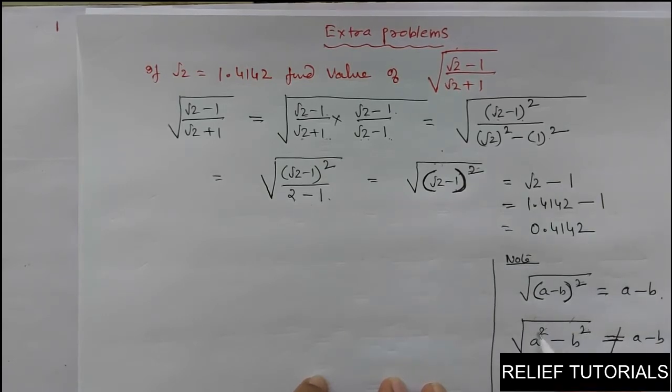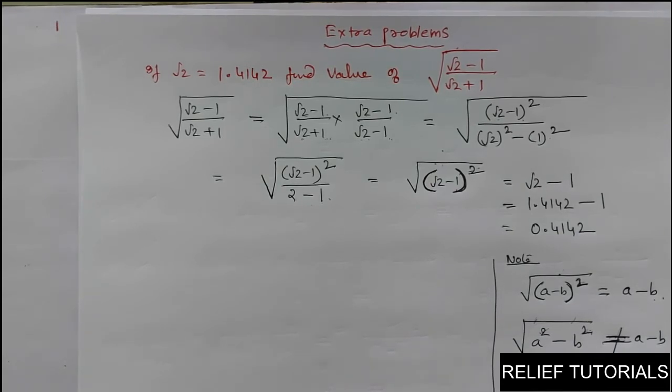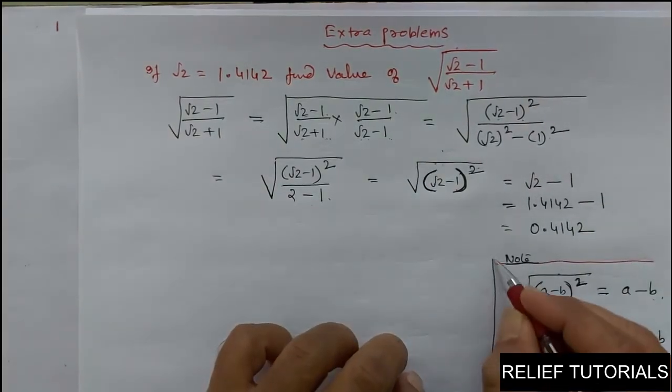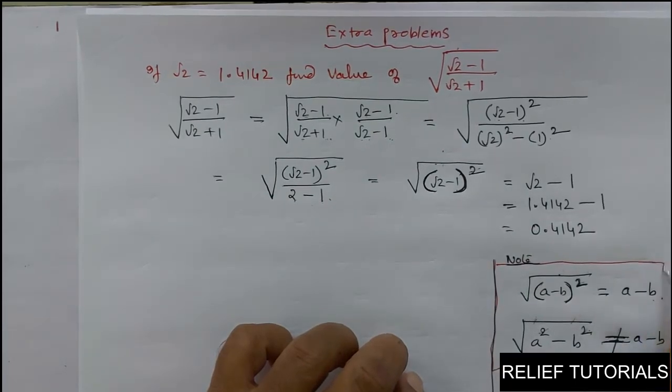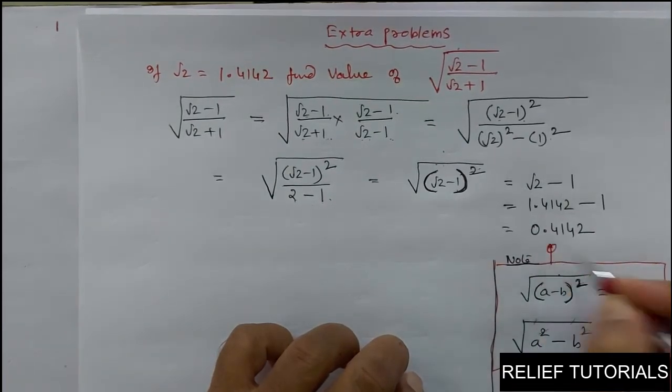Here there are two squares. There should be only one whole square. Then only this square and this root will get cancelled. If there are two different squares, then you cannot cancel this. Have you got it? So this is not equal to a minus b. Clear? So remember this. Very important note. This note you have to remember. Clear?